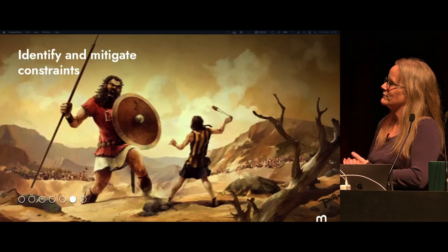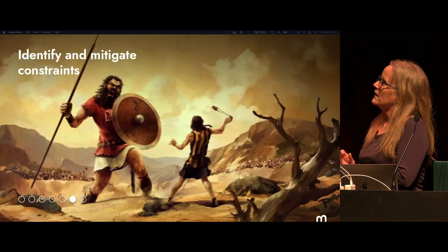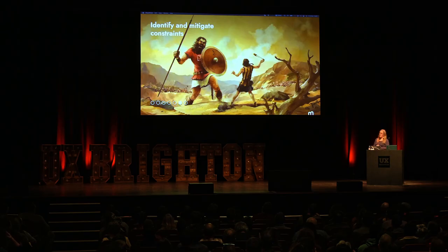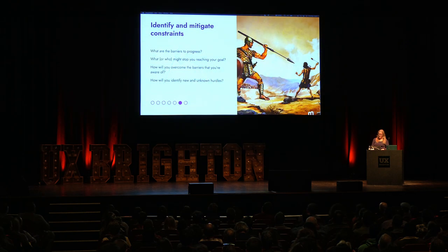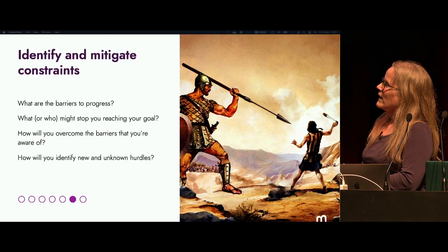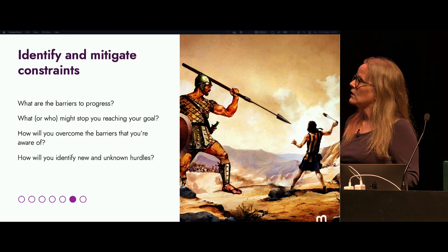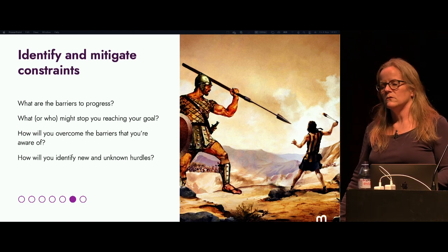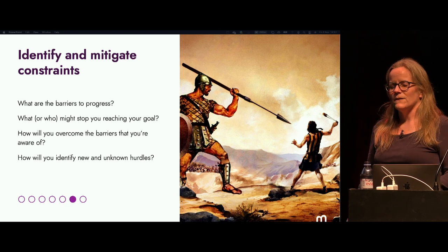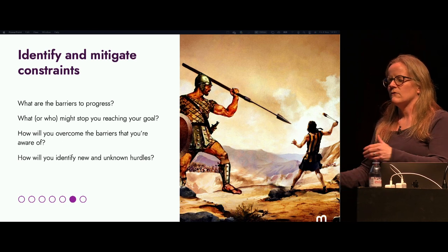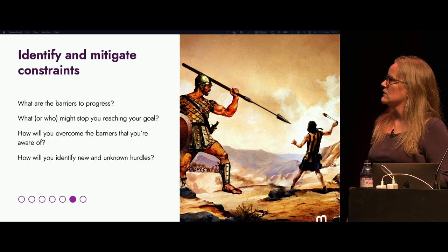I like this one too. You need to identify and mitigate the constraints. You need to understand the barriers that are going to stop you from achieving your goal. So, what are the barriers to progress? And what or who, because it is often a who, is going to stop you reaching your goal? And how are you going to fix that? What are you going to do now that you've identified your barriers to get rid of them, to get past them, and make sure that you can get to your goal?